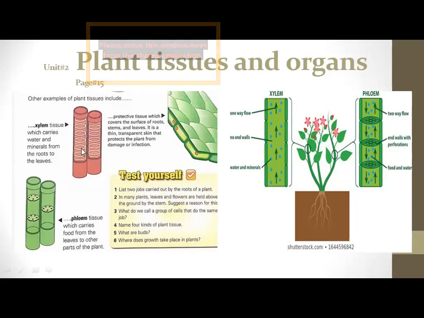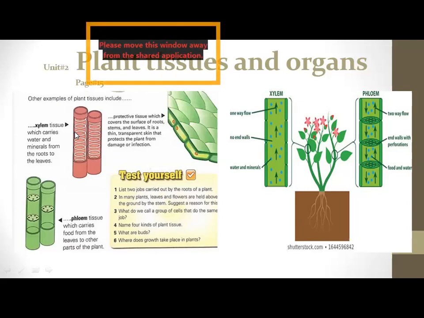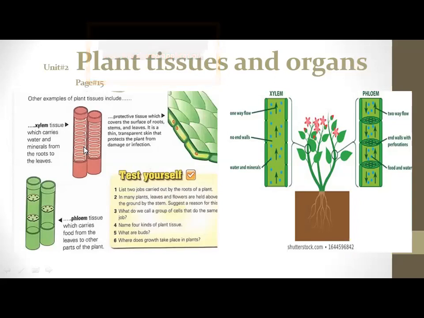You can see here, these are xylem tissues. The function of the xylem tissues is to carry water and minerals from the roots to the leaves. The function of the xylem vessels is to suck the water and minerals from roots to the leaves of the plant. In other words, the function of the xylem tube is to transport water and minerals to the leaves of the plant.